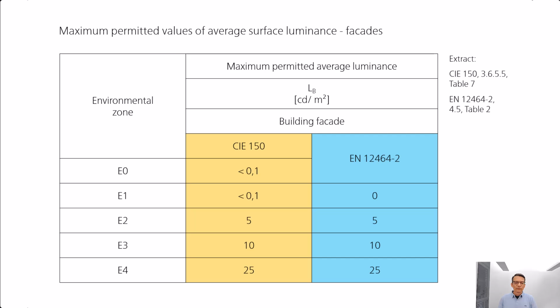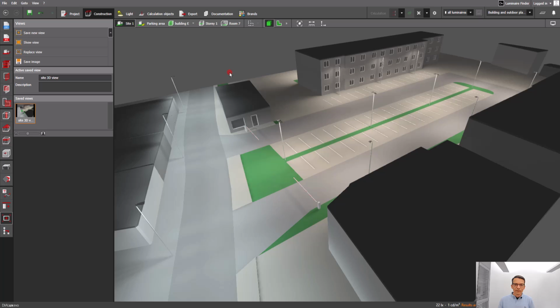Apart from this, there are limit values regarding the maximum permitted average luminance on building facades. These values you will find again in the CIE 150 and the EN 12464 part 2. And on signs also, which means that these are not traffic signs, but advertising signs, for example. The luminance values could also be checked in DIALux evo. Let's just have a look. This check is also very easy.